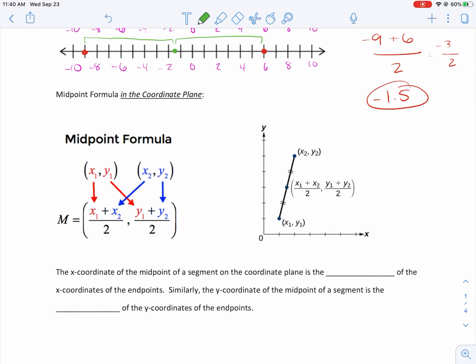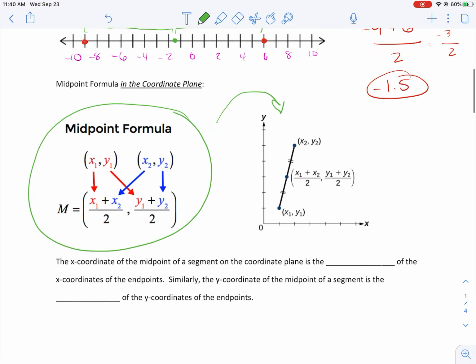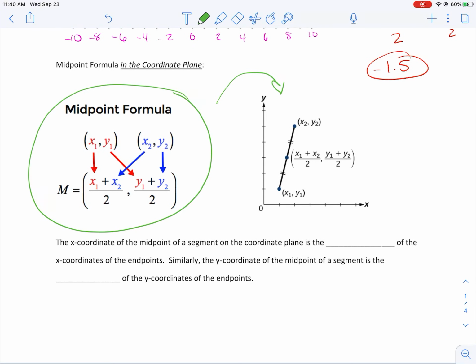Okay, so the midpoint formula in a coordinate plane. This is what it looks like right here. As you can see, you look over to the right, that midpoint is found by adding x1 and x2, dividing by 2, and adding your y coordinates, y1 and y2, dividing by 2. So what we're doing is we're actually finding the average between our x endpoints and our y endpoints.